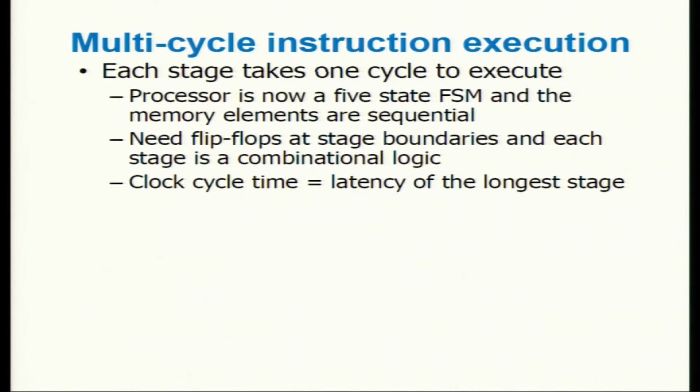So now what we can do is we can divide each stage into different cycles. Essentially that's called a multi-cycle instruction execution. The processor is now a 5-stage finite state machine, so every stage becomes a state machine. I'll show you pictorially what it looks like. The memory elements are sequential, so they will be built out of flip-flops, and the cycle time is equal to the latency of the longest stage.